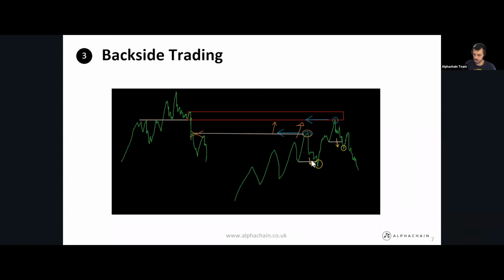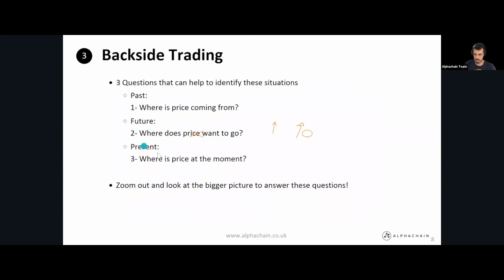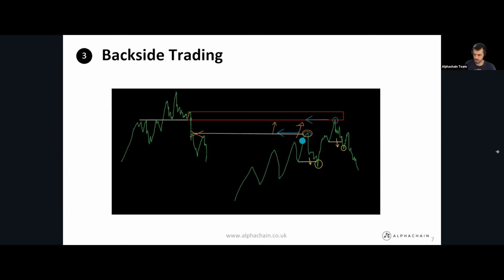And then the third question is, where is price at the moment? This is focused on the present. And this is where we are going to try to answer, based on the answers that we gave of where is price coming from and where does price want to go, if where price is at the moment is in alignment with where price wants to go.